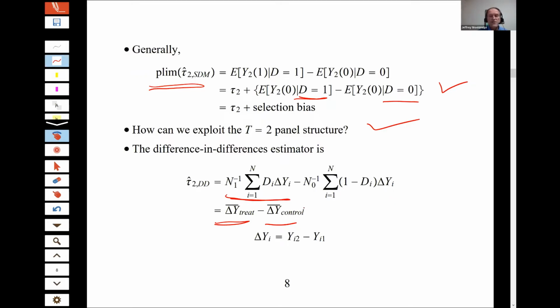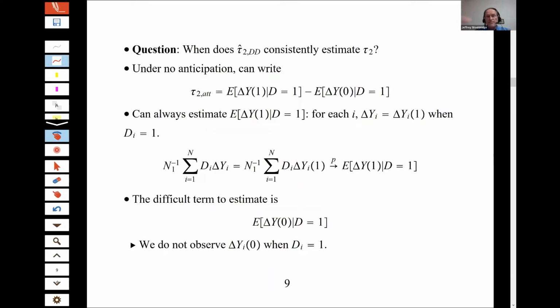Because we have panel data, we can difference each unit by itself from period 1 to 2. So we have the change in somebody's earnings from before the job training program to after the job training program. Now a question is, and I don't want to get too bogged down because I tend to get bogged down, when does this difference in differences estimator consistently estimate this treatment parameter that we're interested in?